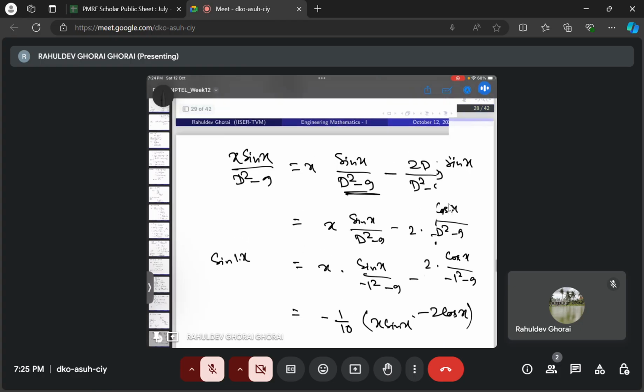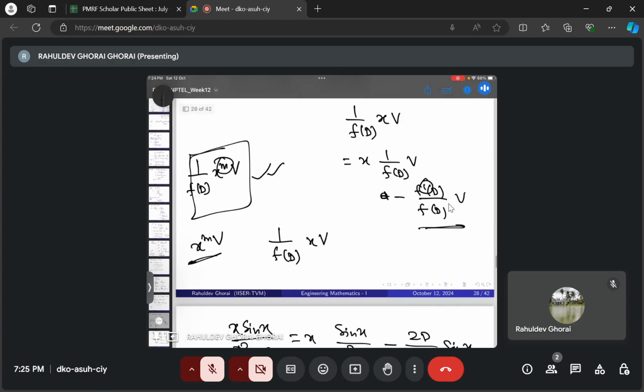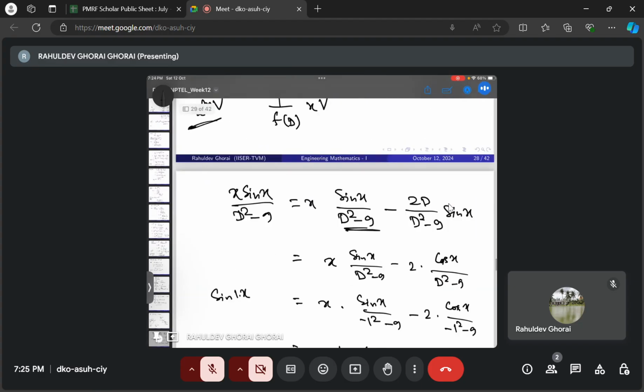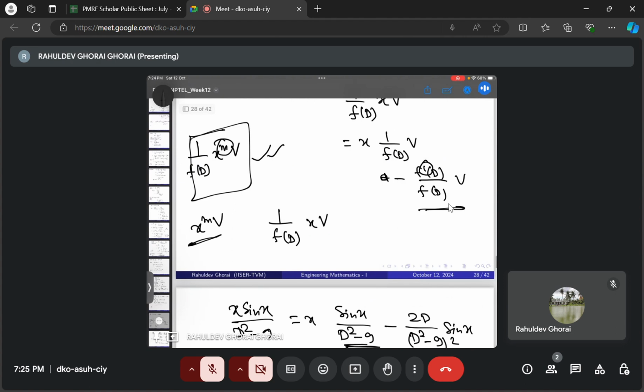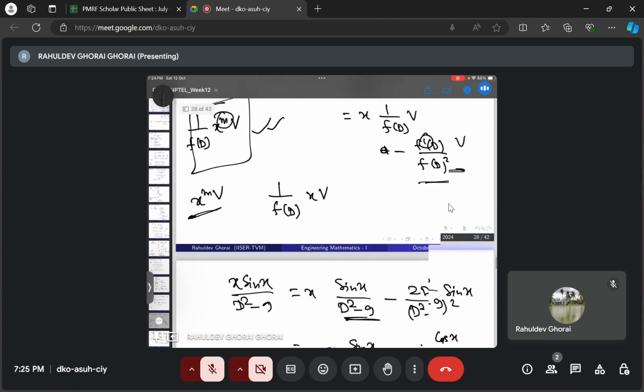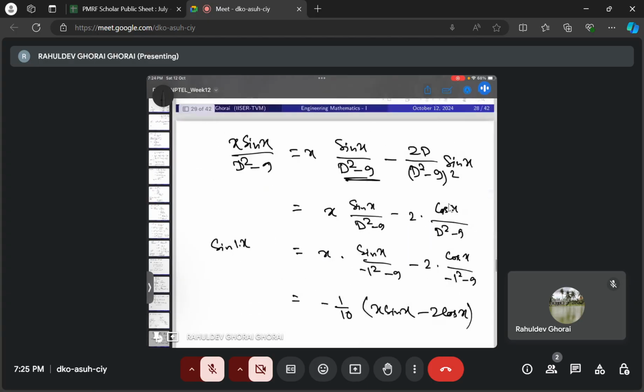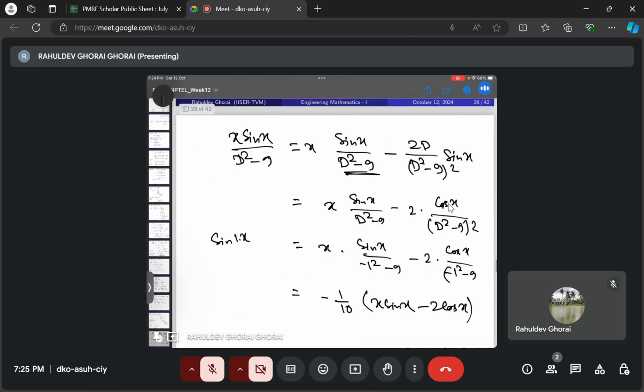Yeah, so that's what I said. So this is nothing but F over D square minus 9 whole square. If this is a whole square, then things will be different. So it will be x over 10, but it will be 1 over 5 whole square.